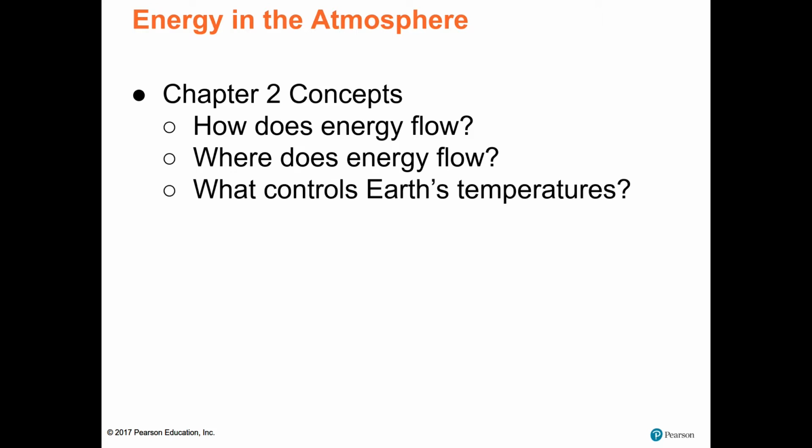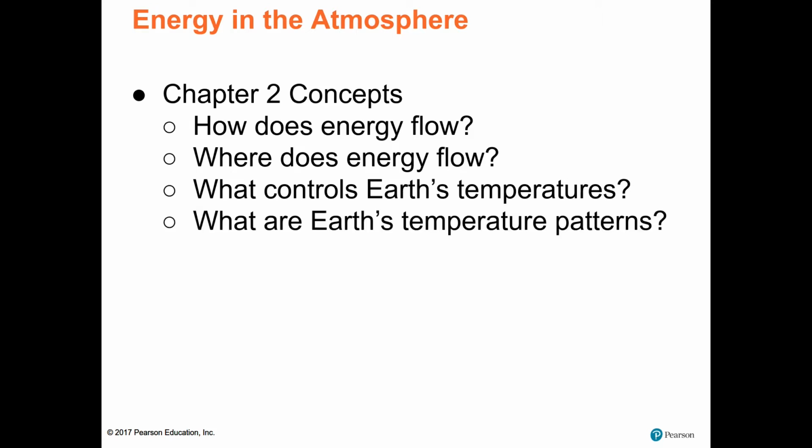We'll talk about what controls Earth's temperatures. Why are some places hot? Why are some places cold? That's annual average temperature. And then why do some places have no difference between summer and winter, and other places have huge differences between summer and winter? And that's temperature range. So what are temperatures? Earth's temperature patterns. So we'll talk about what creates those patterns and then what those patterns are.